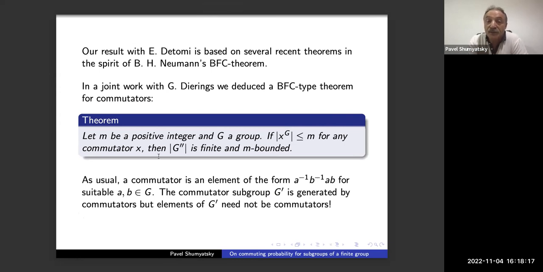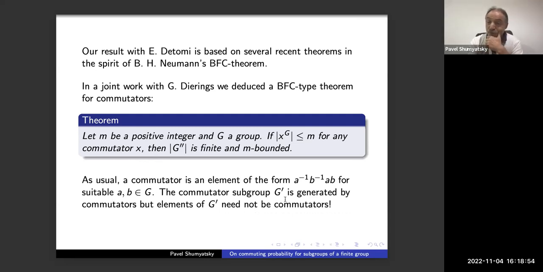In particular, in joint work with Glaucia Dierings, who was my student in Brasilia, we deduced a BFC-type theorem for commutators. We proved that if M is a positive integer and G a group in which all conjugacy classes of commutators have size at most M, then the second derived group is finite and has M-bounded order. Just as usual, a commutator of a group is any element of the form a inverse, b inverse, ab for suitable elements a and b.